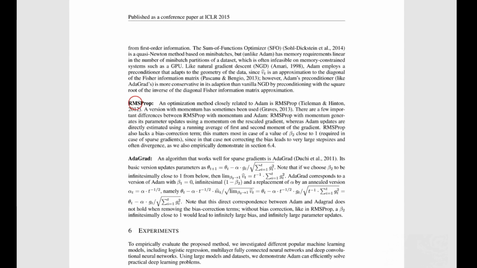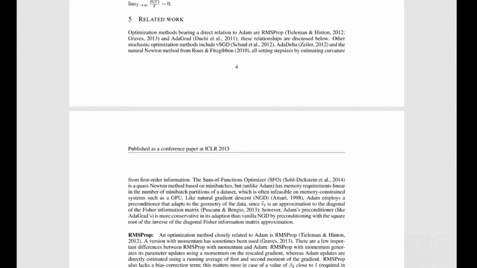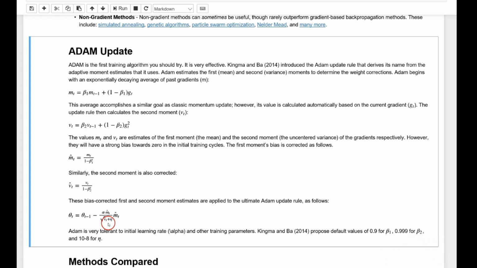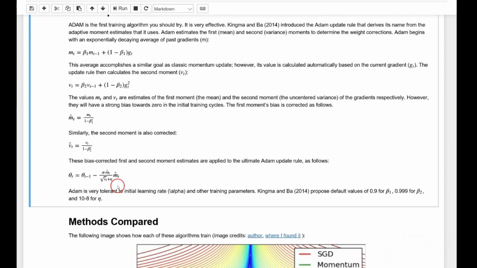Related work: RMSProp and AdaGrad, those are two other very similar training techniques that existed prior to Adam. And this is just straight from the paper, but I like looking at the pseudocode a little bit better, so I reproduced it there if you're interested in it.